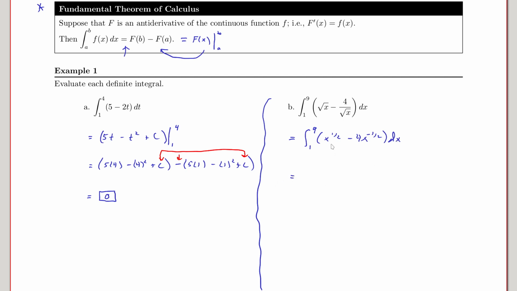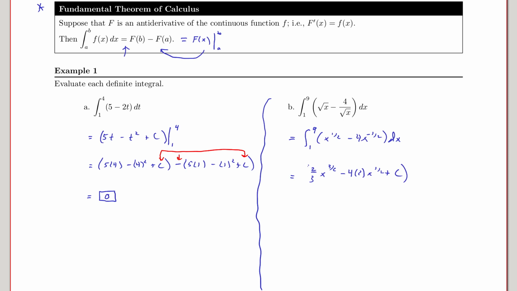So if we anti-differentiate, we know we add 1 to the exponent, so my new exponent here is 3/2, and then we multiply by the reciprocal in front. We have minus 4. We're going to add 1 to the negative 1/2 here, which will give us x to the positive 1/2. And we multiply by the reciprocal of our new exponent.